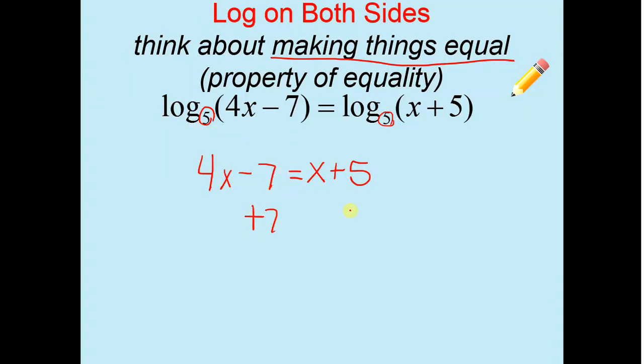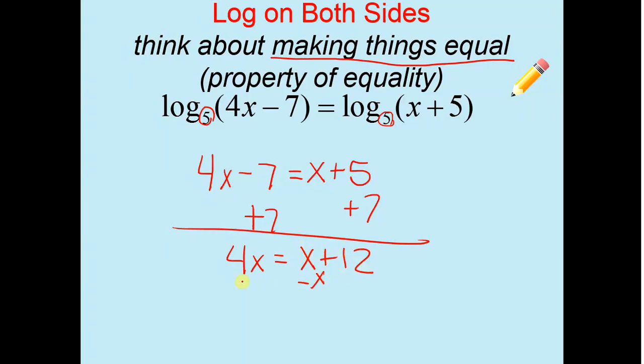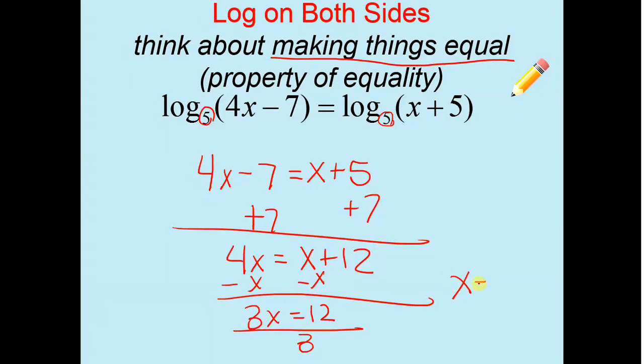So I'm going to add 7. 4x equals x plus 12. Subtract x, it looks like. So I get 3x equals 12. Divide by 3. X equals 4. And that checks out perfectly. Just in my mind, I did do a little quick check. You're going to get the same answer. So always kind of be careful with that. Always check your answers.